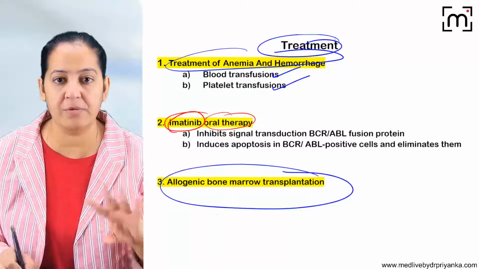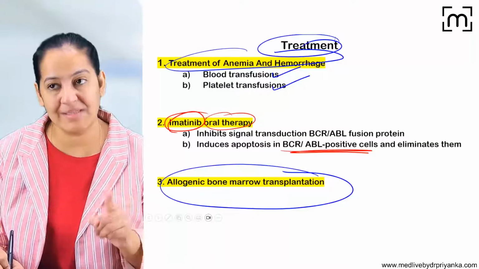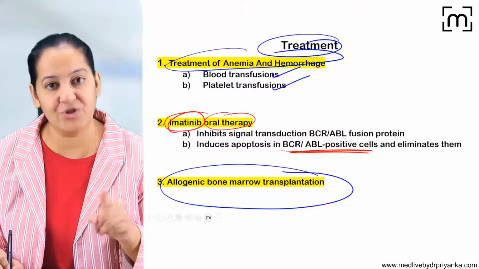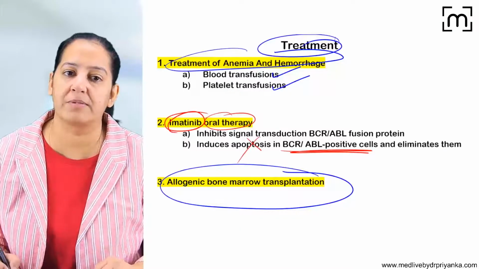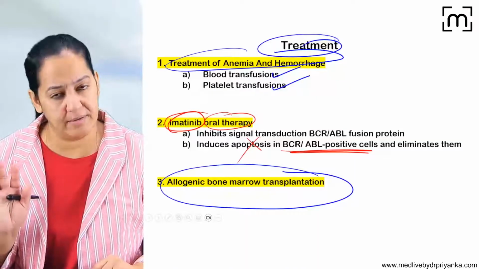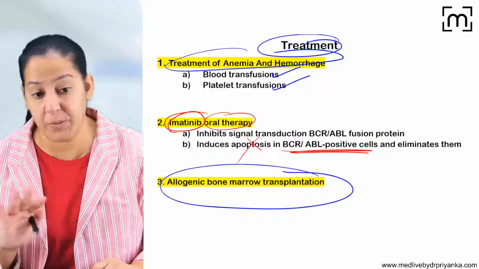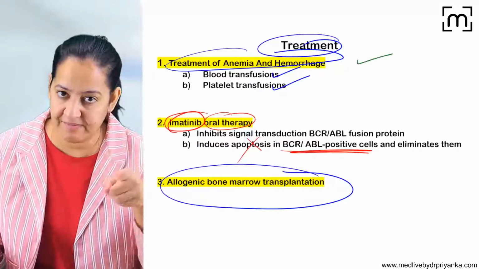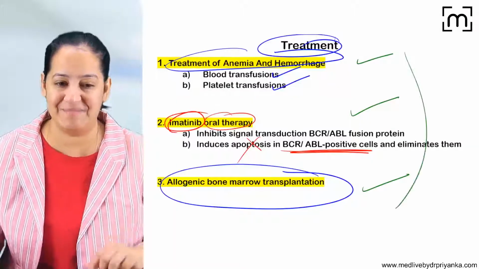Imatinib causes the apoptosis of all those cells which have the ABL BCR mutation in them. So all the cells which have the ABL BCR fusion gene or hybrid gene undergo apoptosis. So after the treatment of Imatinib or targeted therapy, the prognosis of the patient is very good. So symptomatic treatment is available, targeted therapy is available, and bone marrow transplant is available. The three treatments are available.